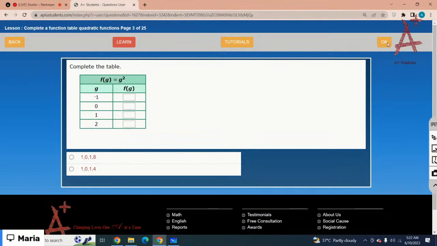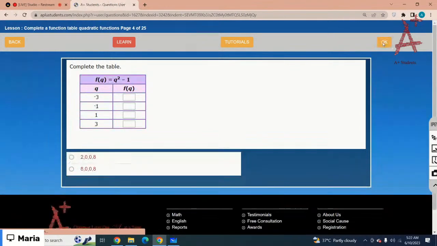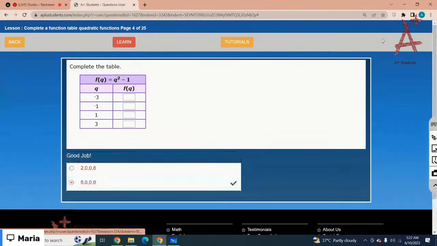Okay, so it would be 1, 0, 1, 4. The second option is the correct option. Just select the correct option and click on the OK button. Okay, the next one is f of q equals q square minus 1. So which is the correct option? Q square, 3 square is 9, 9 minus 1 is 8. Then you have 1 square is 1, 1 minus 1, 0. So the second option is the correct option.